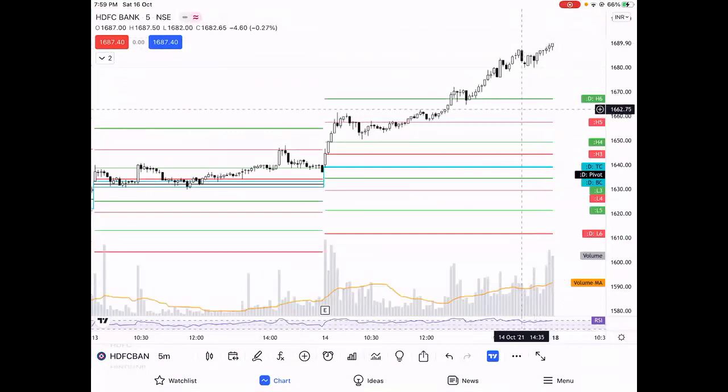Yeah. Correct. So now we had talked about your entry point. So what are the possible entries? What are the possible targets? What are the possible stop loss?